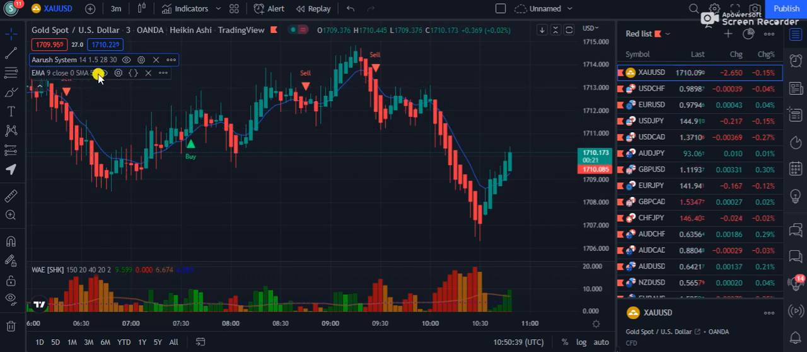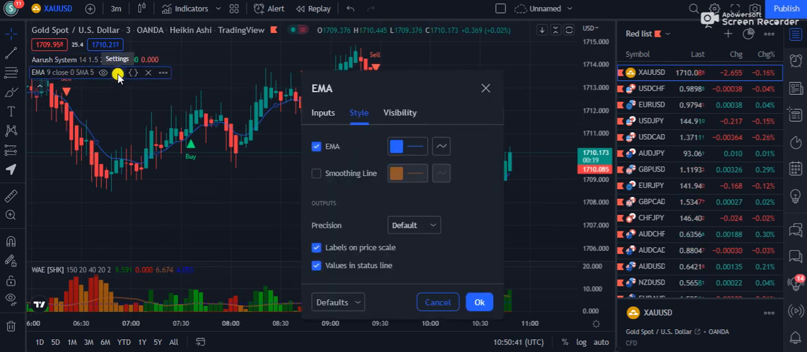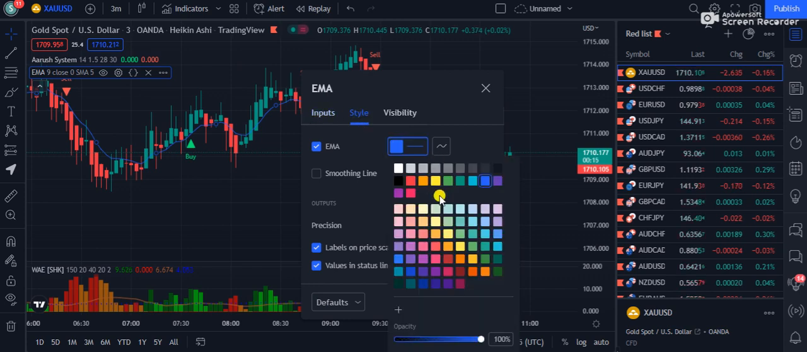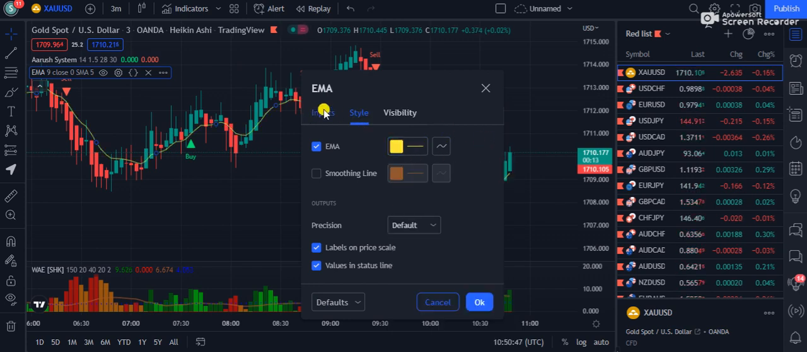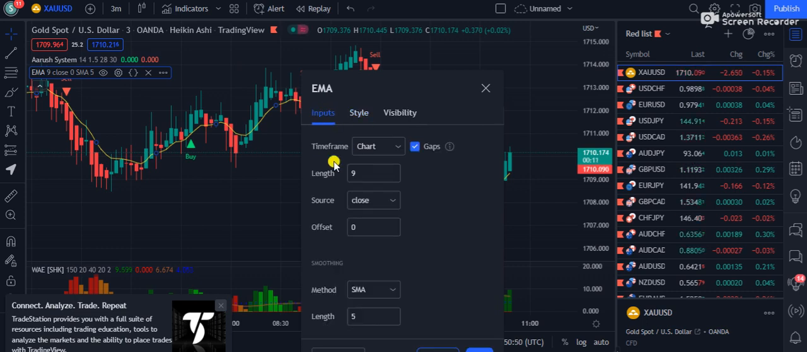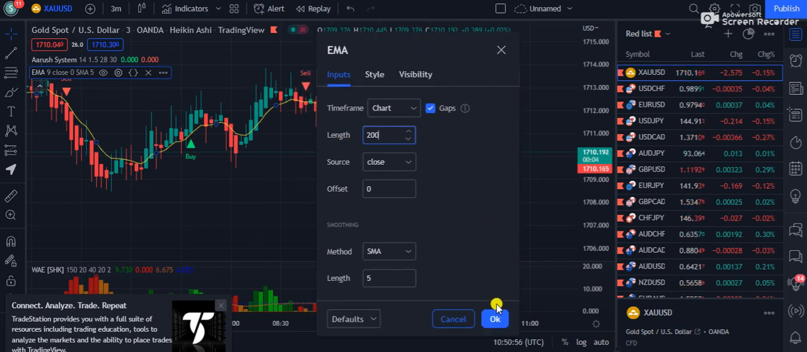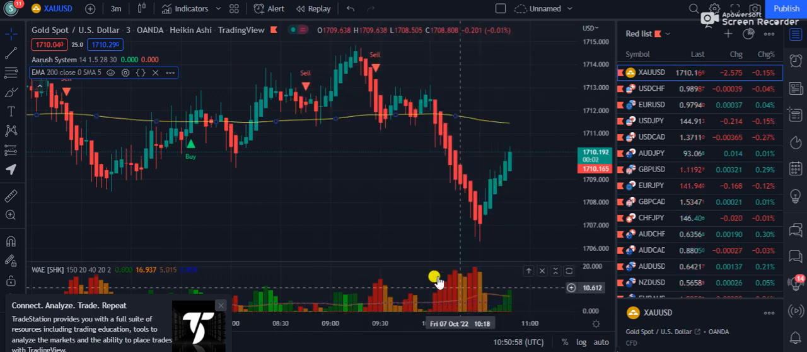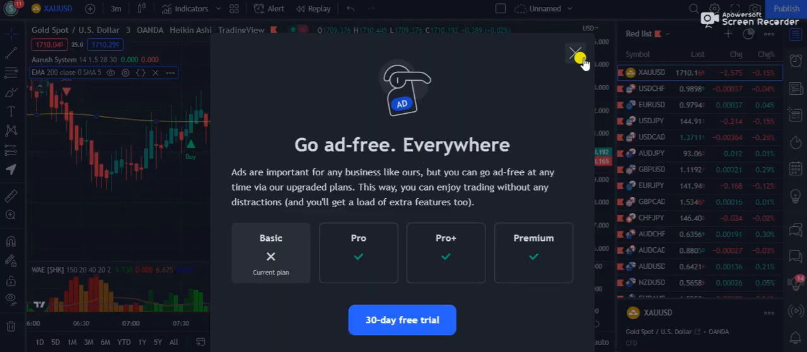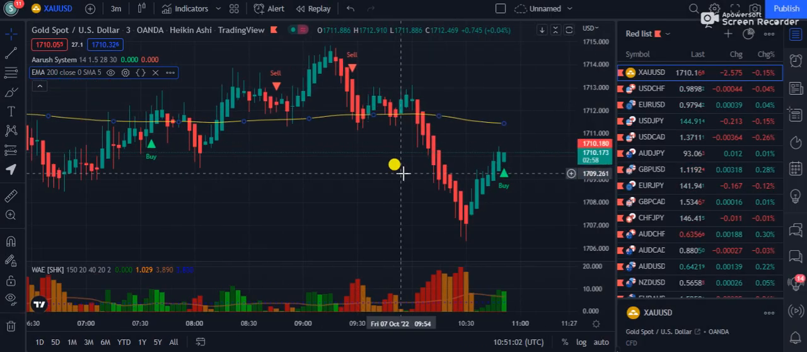Okay, now I am going to the exponential moving average. I'm going to change the color to yellow, okay, from the style section, and then I'm going to the input section and I'm going to give it a length of 200, right? Okay, so now it's ready as well. So if I click this one, now you can see the 200 period moving average is attached on my screen.